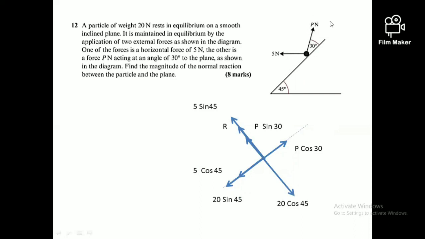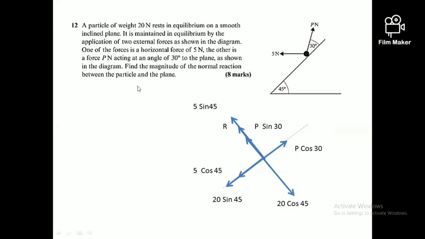Then I'll mark the components of P. P cos 30 and P sin 30 here. From here we know that these two are alternate angles. This is 45. Therefore this component is 5 cos 45 and this is 5 sin 45. Here 5 cos 45 and 5 sin 45.